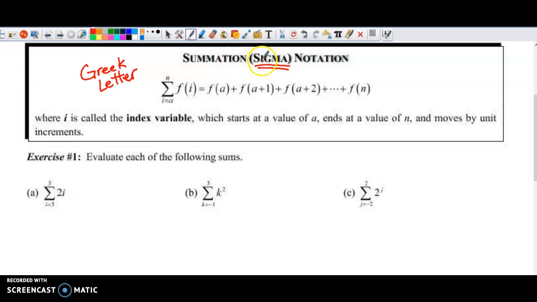And we use sigma because it starts with the S. It's a Greek letter S that means summation, which means to add. Look at all these adds in here. So this looks really confusing, but it's not too bad.